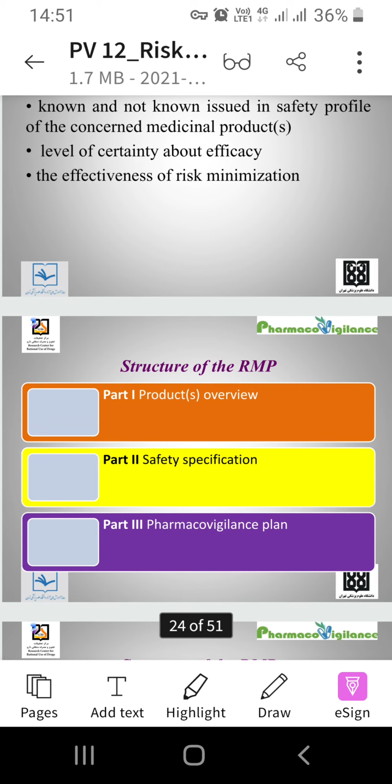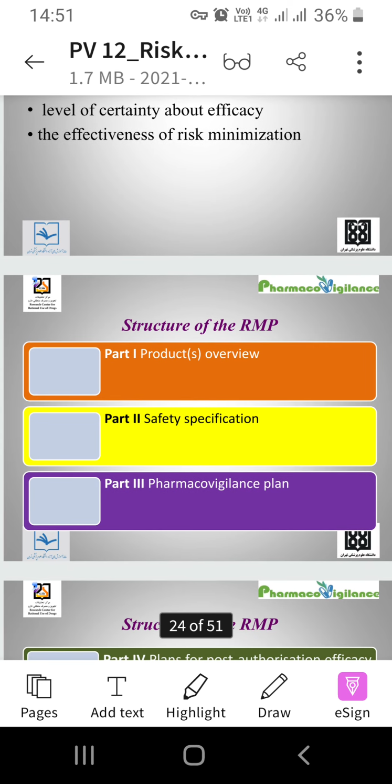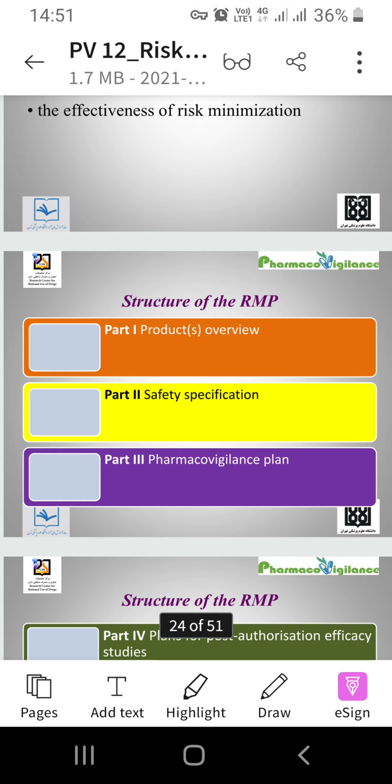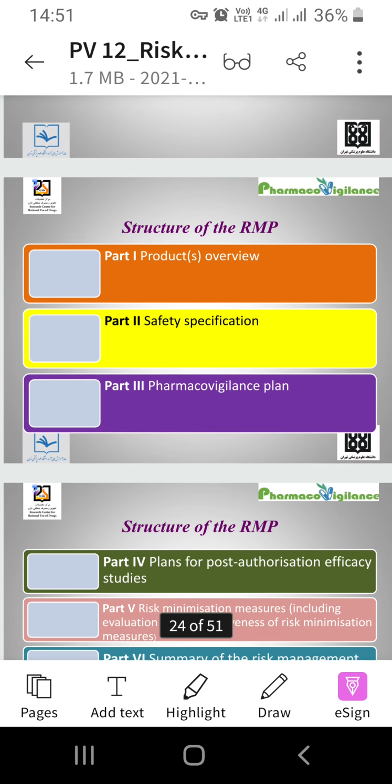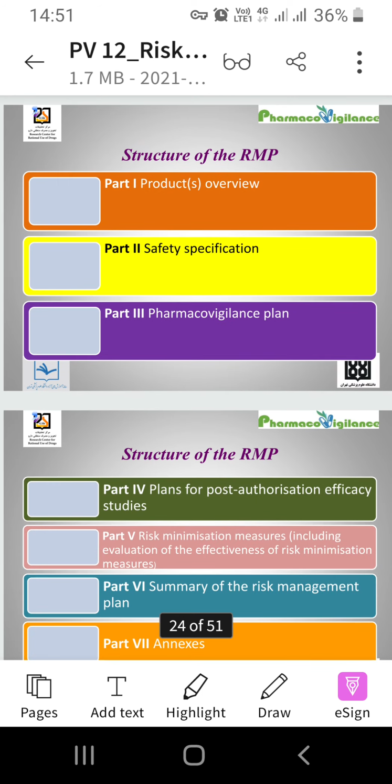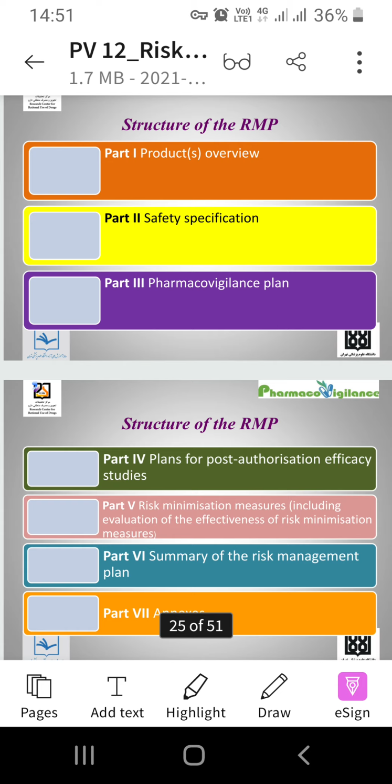The structure of the RMP. Part one is a product overview. Part two is a safety specification. And part three is a pharmacovigilance plan. Product overview; safety specification is part two of the risk management plan. Part three is a pharmacovigilance plan. Part four is plans for post-authorization efficacy studies.